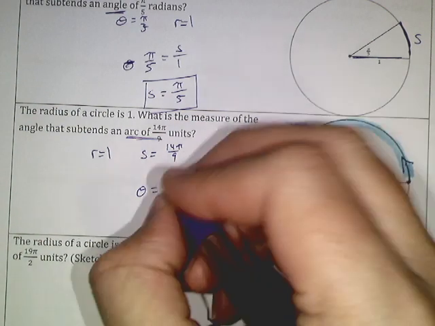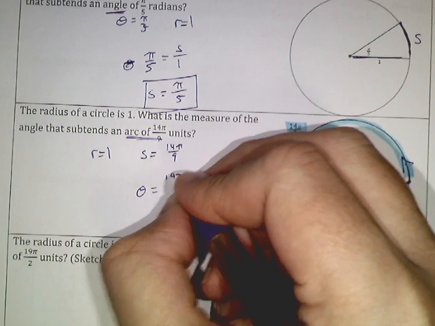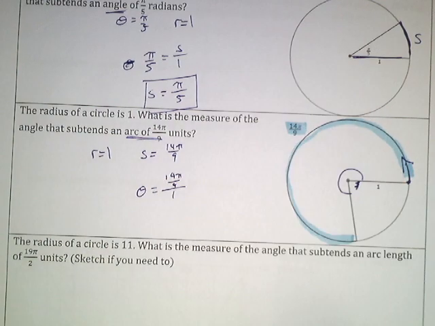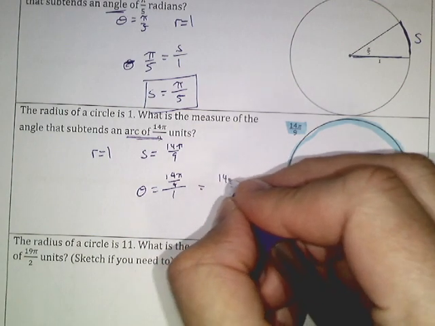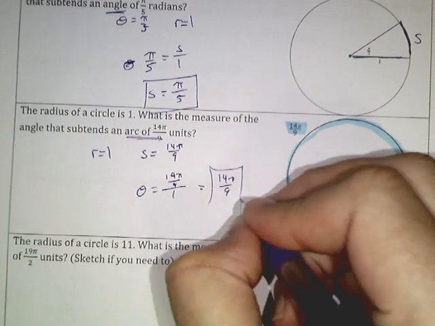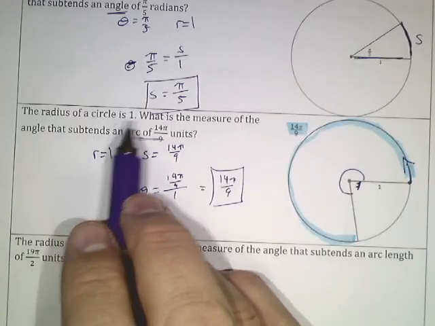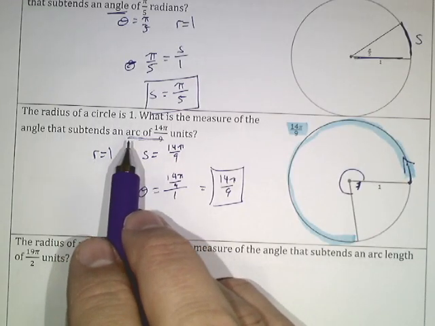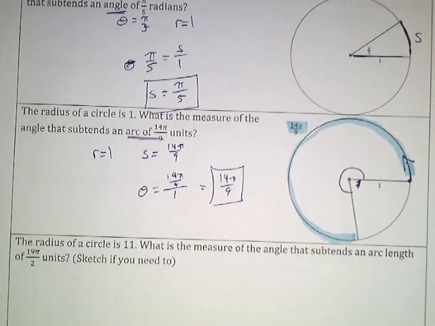So we can do this, say theta is equal to our arc length, which is 14 pi over 9, divided by 1, which is R. So theta is equal to 14 pi over 9. If instead you just notice that the radius is 1, if the radius is 1, the arc length and the radian measure is exactly the same.